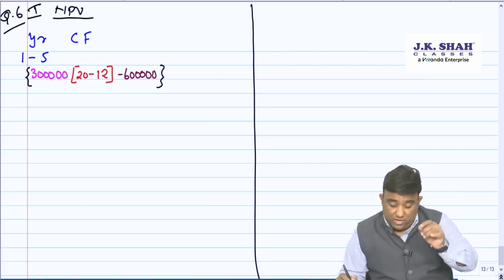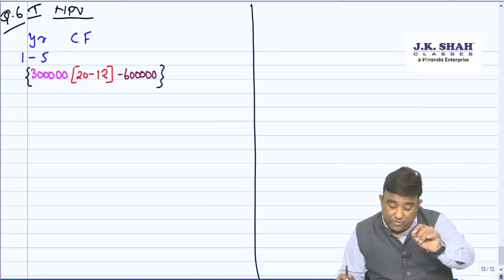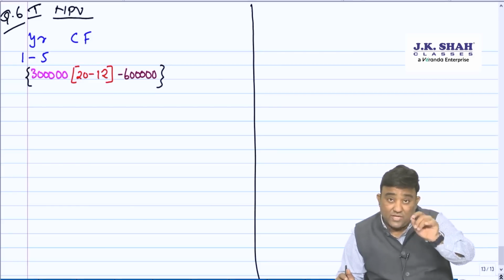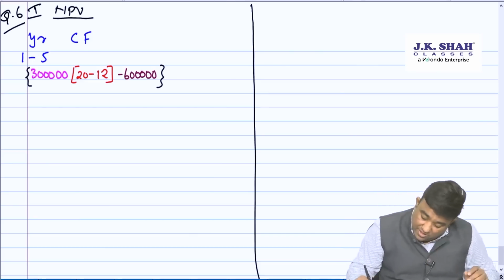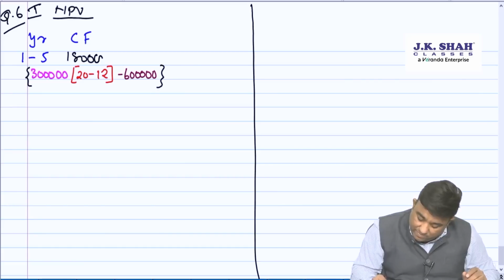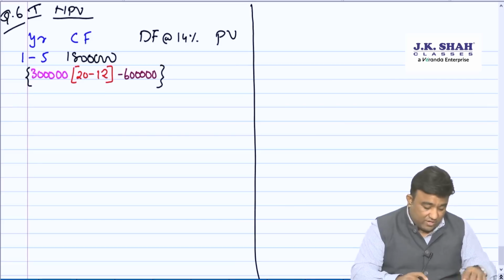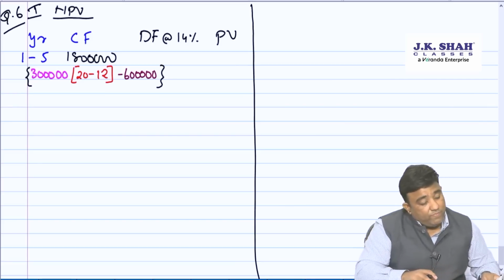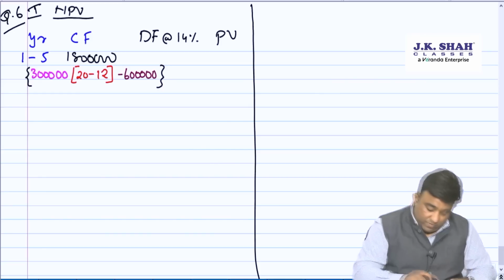3 lakh into 6, 18 lakh. Sorry, 3 lakh into 8, 24 lakh minus 6. My cash flows as of now are going to be 18 lakh. Discounting factor is 14%. Can I compute the present value, the discounting factor at 14? Is it given in the example? No. So 1 divided by 1.14, for years 1, 2, 3, 4 and 5.